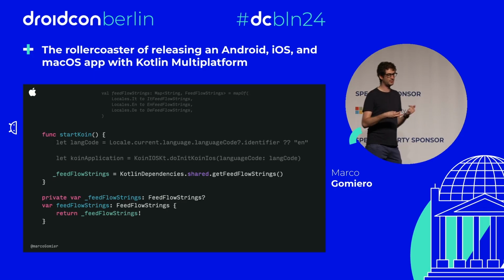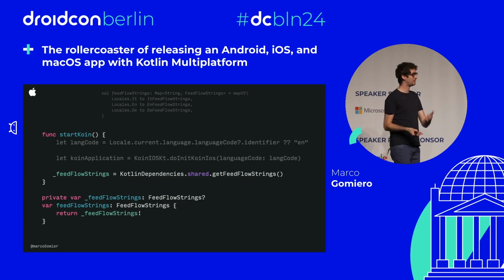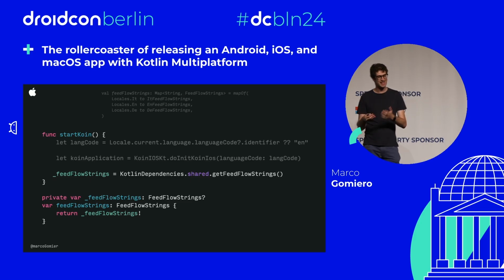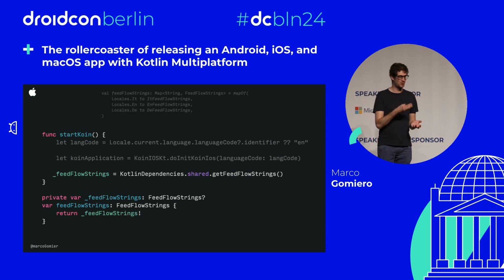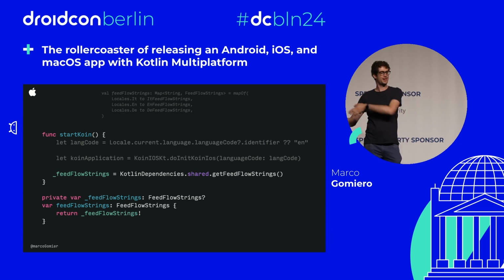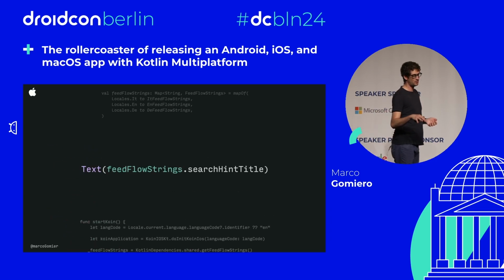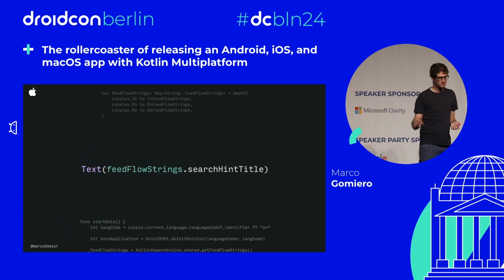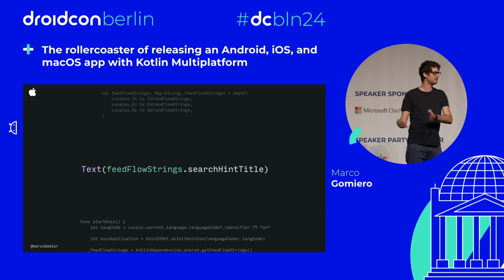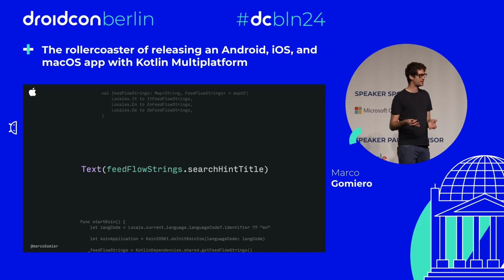In this way, I'm of course statically saving that in the app class on iOS, because I don't want to write every time Kotlin dependency.share.whatever. And in this way, when I need a translation in my SwiftUI, I can just access that FeedFlow strings and then have the translation automatically done.